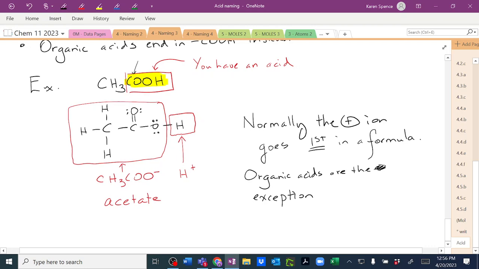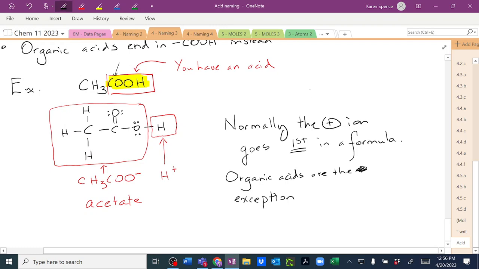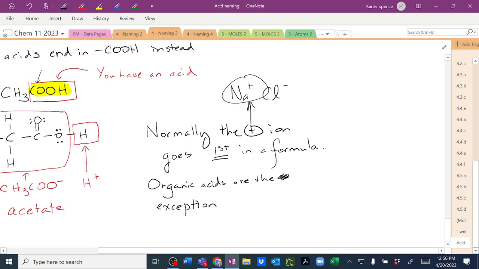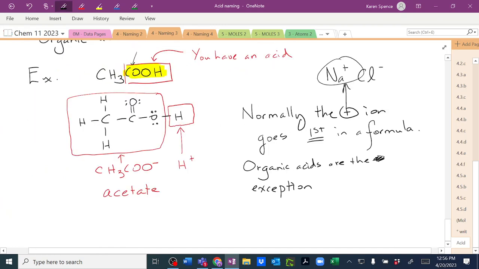Okay, and if you're like, I don't know, do positive ions always go first in the formula? Think about sodium chloride, NaCl. Yes, the positive ion comes first. If we had hydrochloric acid, if we had HCl, that would be our H positive and our chloride negative, so the H comes first, the positive ion comes first. But in organic acids, the negative ion is first and then the hydrogen is at the end. It just has to do with the structure of the molecule, and as you get more familiar with them, you'll just get more used to it, okay? But for now, just something to learn.